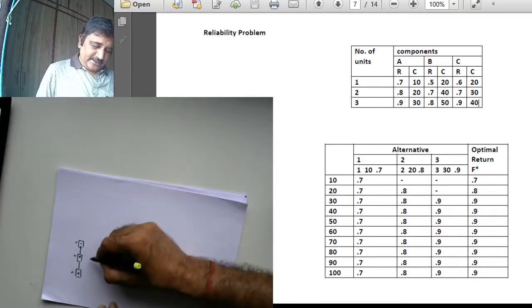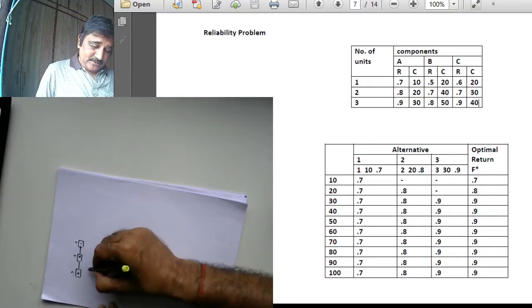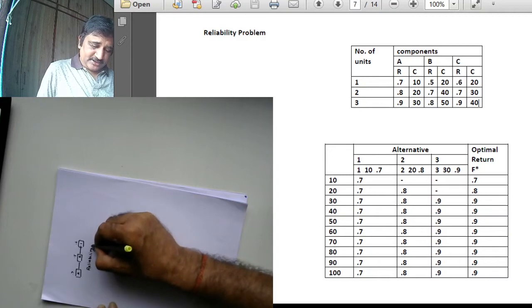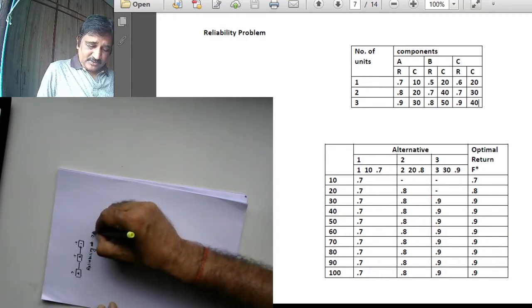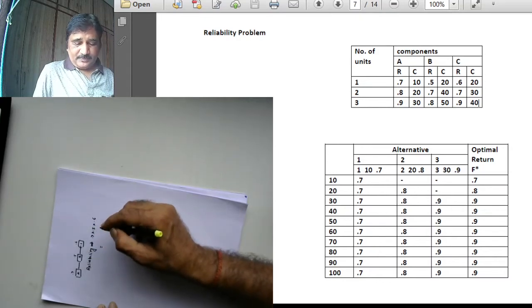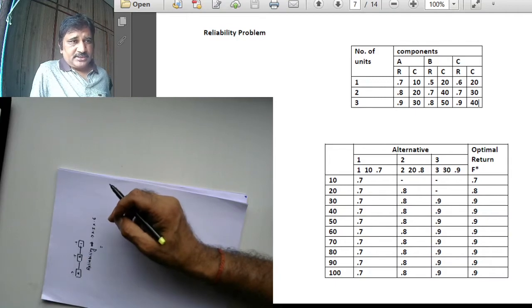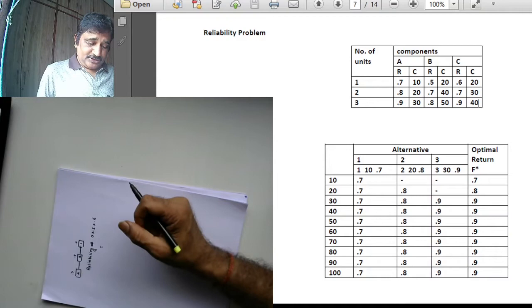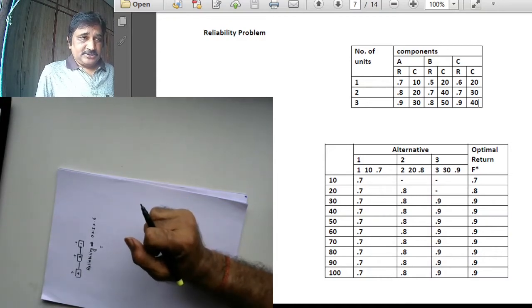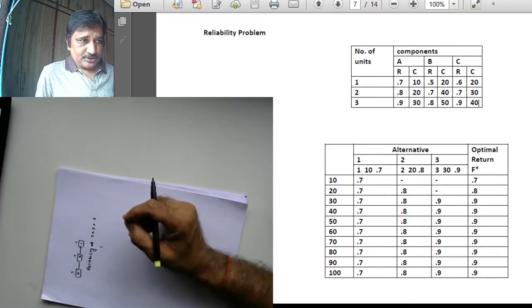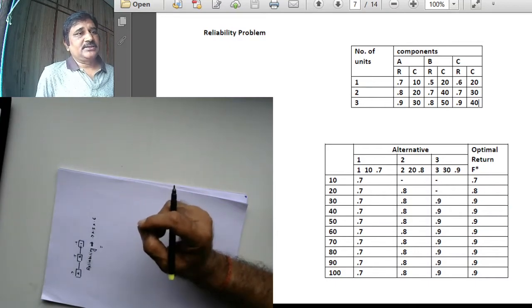So the resultant reliability of the complete circuit will be 0.7 into 0.5 into 0.6. So that comes out to be whatever it comes, you just find that out, right? So reliability is found by multiplying. This is the first thing you keep in mind. While we proceed through this problem, you will need this particular concept.